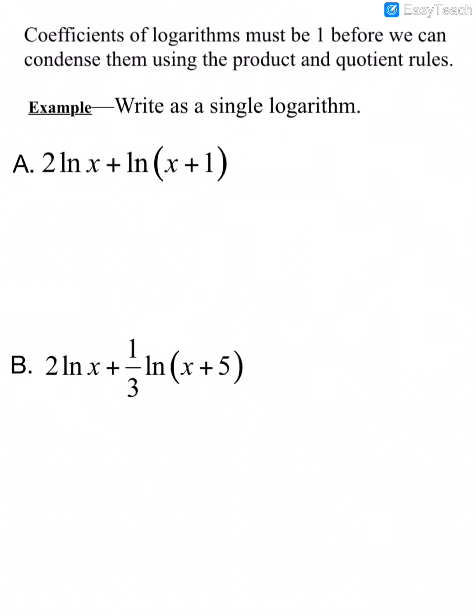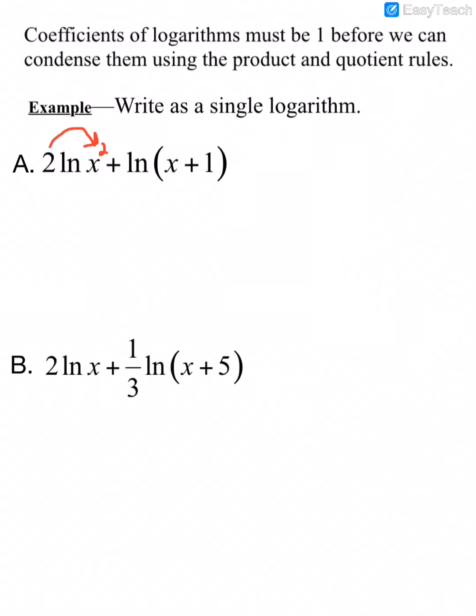In order to condense logarithms, the coefficient of the logarithm must be 1 before we can condense them. So if we see some coefficient like this other than 1, we have to get rid of it before we can condense the logarithms. So the way that we get rid of the coefficient is we bring it as the power of that argument. Okay, so it's just going to go on the argument of the logarithm that it's attached to.